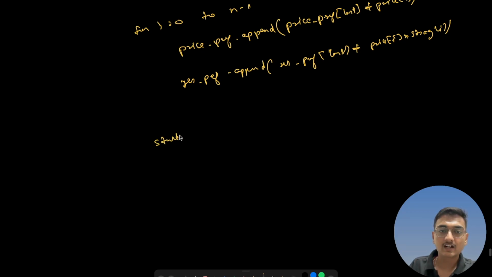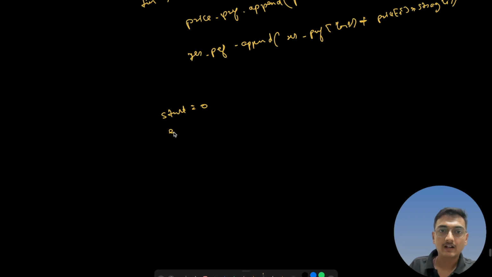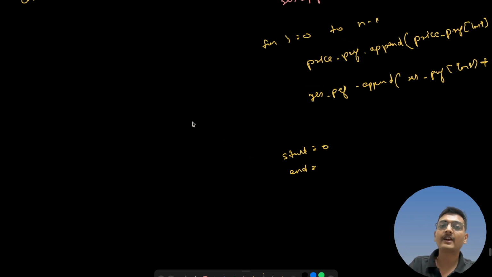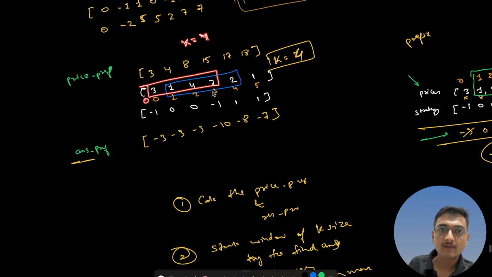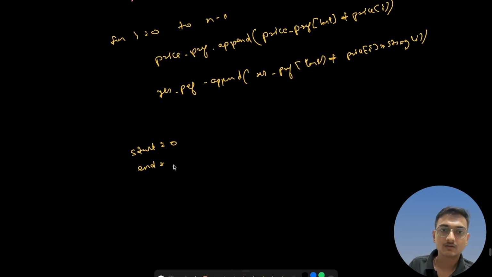Now I need to just write the sliding window logic. I can have a start pointer at 0 and an end pointer, what will be my end pointer? Let's see in the example itself. My first window will look like this. My k equal to 4 here. Start will be at 0, end will be at k minus 1, that is 3.